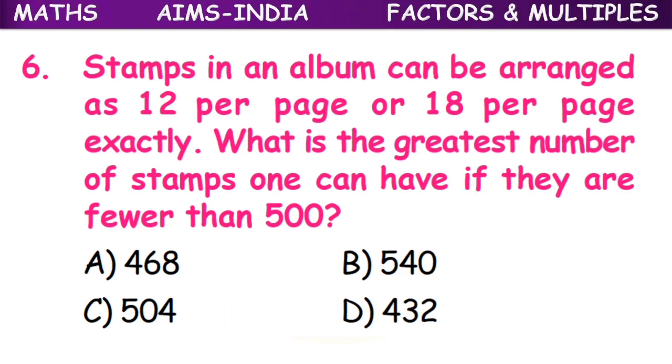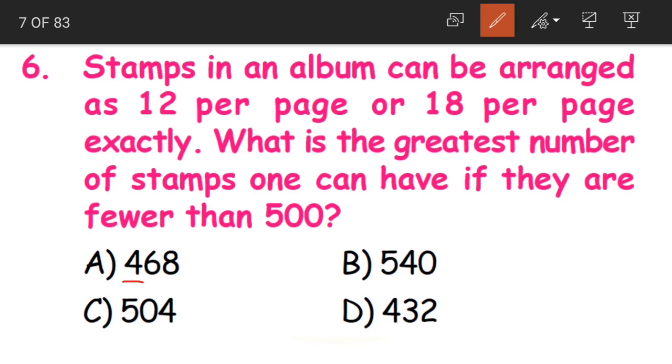Stamps in an album can be arranged as 12 per page or 18 per page exactly. What is the greatest number of stamps that one can have if they are fewer than 500? Now option A 468, option B 540, option C 504 and option D 436. Okay, now what are they saying?